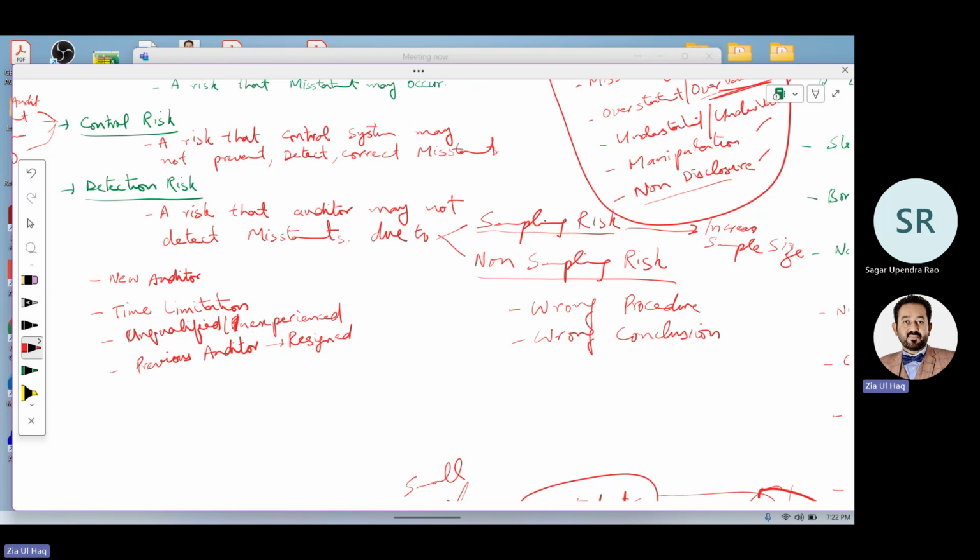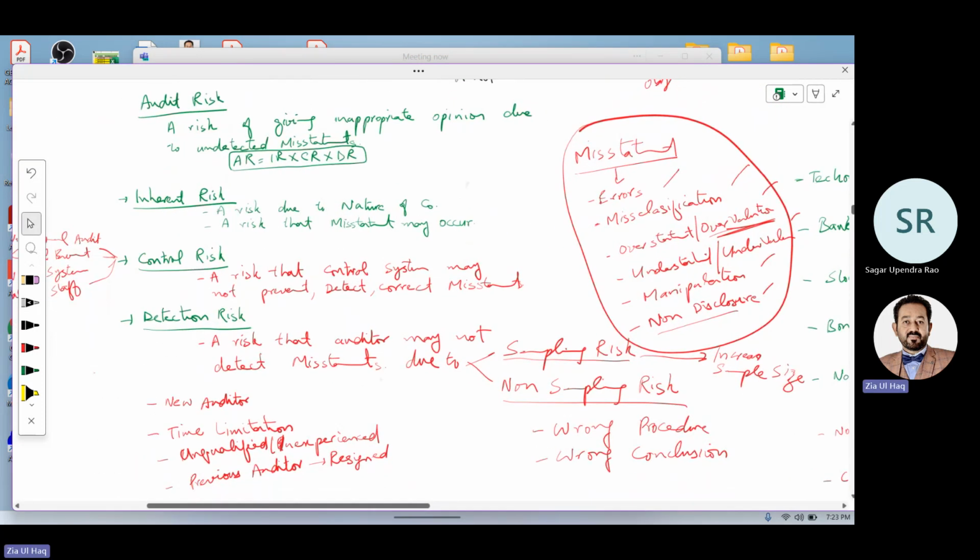So detection risk could arise due to sampling risk, which we can reduce by increasing sample size, or non-sampling risk, meaning wrong procedure application or wrong conclusion, which can be reduced through training of the auditor or recruiting more experienced or qualified auditors to the audit team. So, the auditor's risk of detection, error by the auditor, is detection risk. Error by company management or company staff will be inherent risk. Misstatement: the auditor is not making misstatements, the auditor is detecting misstatements in the financial statements.